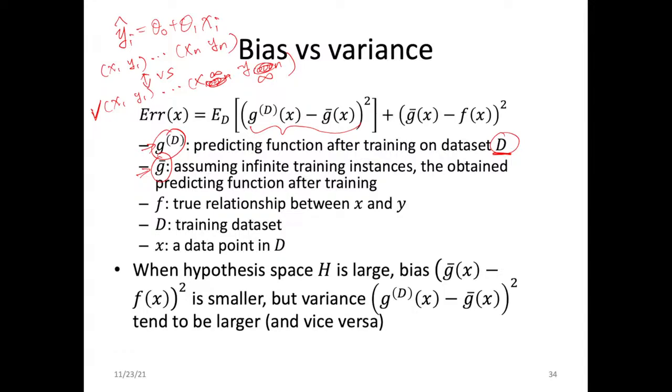Okay, and it's measured here. This is assuming you have infinite data: what's the model you will get? And this is because I only have this much data: this is the model I could get. The difference between these two is called variance.